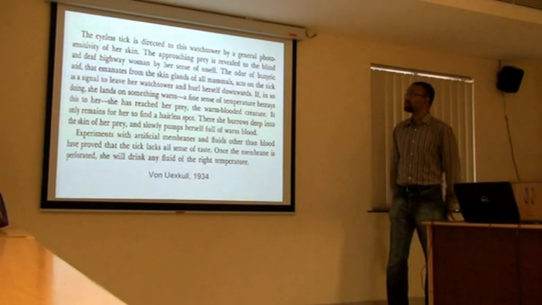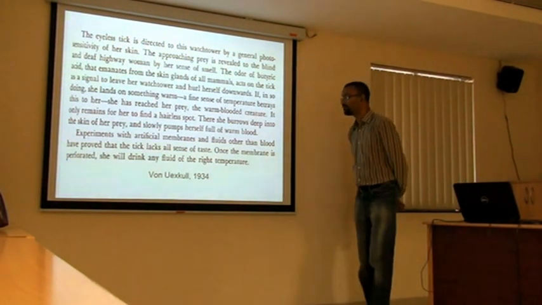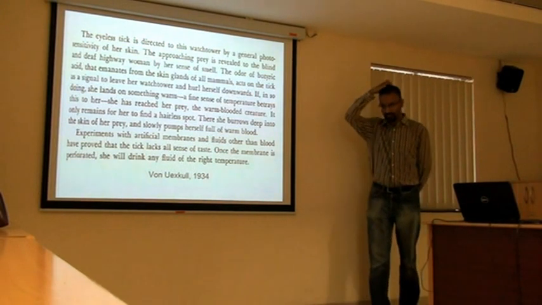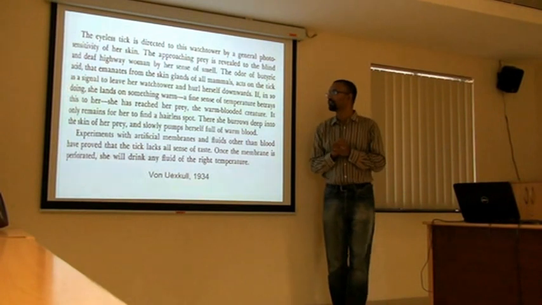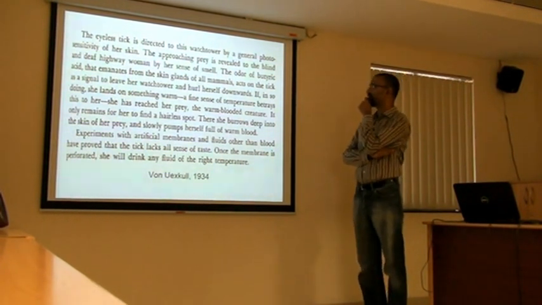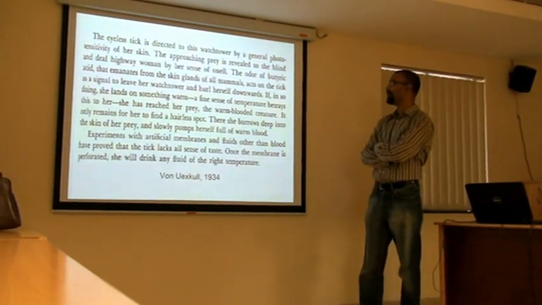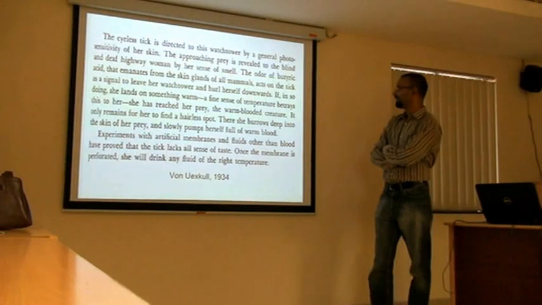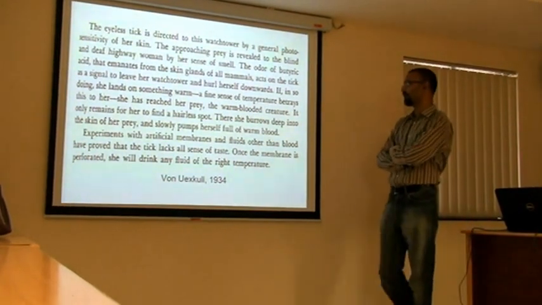So that's the quote from a very famous book by the Estonian-German biologist Jakob von Uexküll. It says that a fine sense of temperature betrays this to her. She has reached her prey, the warm-blooded creature. It only remains for her to find a hairless spot. There she burrows deep into the skin of her prey and slowly pumps herself full of warm blood.